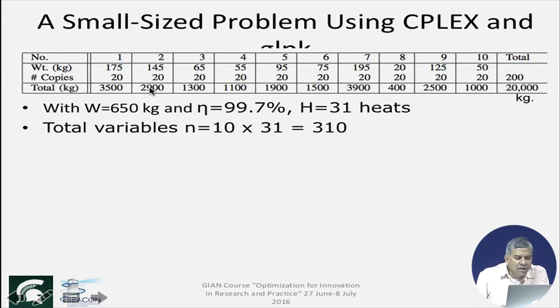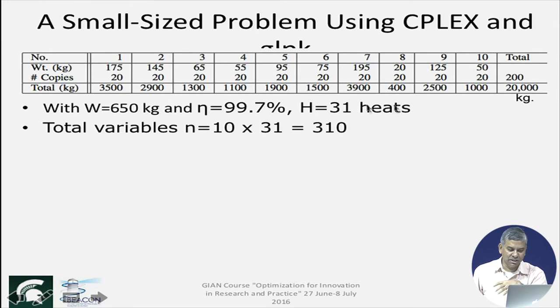So I took a scenario where there are 10 castings, and the weight of each casting goes like this: 175, the first one, is very heavy, second one 145, 65. So it's a wide range, even 20 for some, right? And these are the number of copies that I need for each of them. So if I see 20 copies with 175 kilos each, I need so much material. So I figured out we need a total of 20,000 kilos. And I have used here, I think, a 650 kilo vessel.